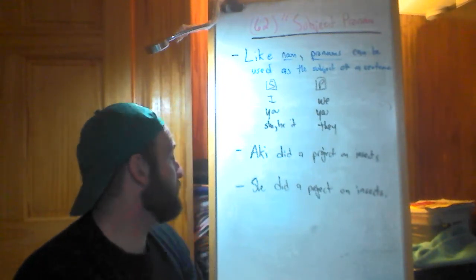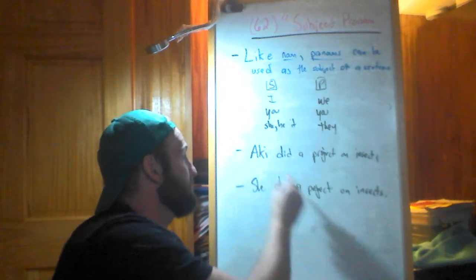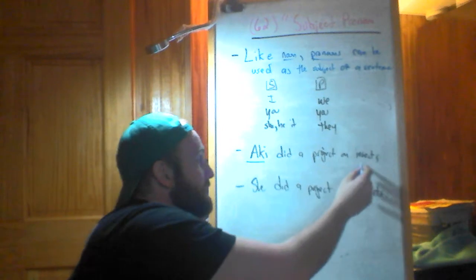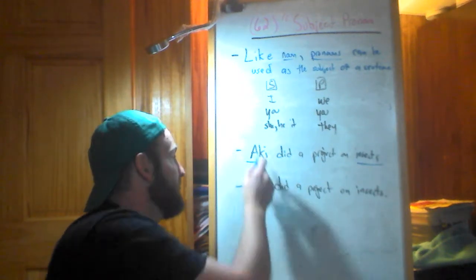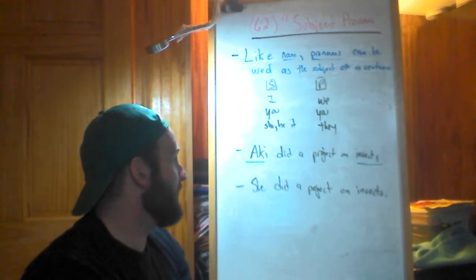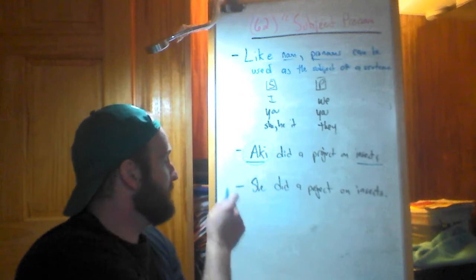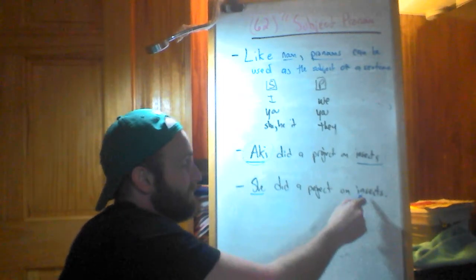All right, so let's go back to what we said before. This sentence we have here: Aki did a project on insects. Our nouns are Aki and insects, but the subject of the sentence is Aki. It's about Aki, so we're only focusing on that. We're going to change Aki, but not insects. Since Aki is a girl, it will change to she. She did a project on insects.